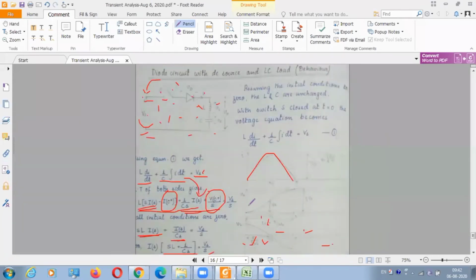See, as I told you, the capacitor is initially not charged. That means the capacitor is basically a short circuit. What is the voltage across the capacitor? 0.